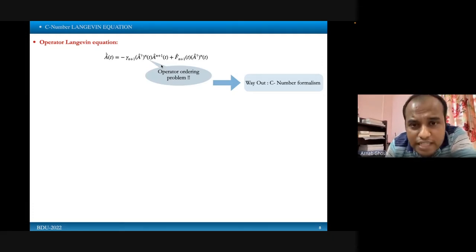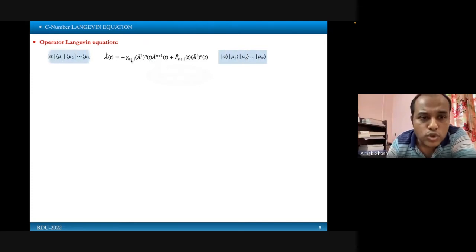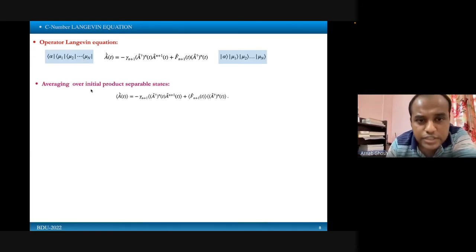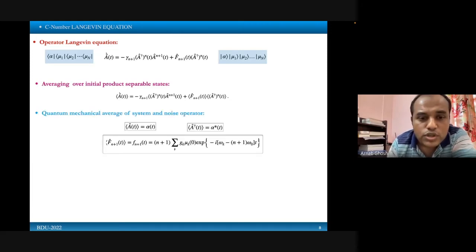So if you take that average with respect to such coherent states, with the initial product separable coherent states of the system and the path, where alpha stands for the system states and this mu stands for these different path modes. If you take this average with respect to these initial product separable states, you end up with what is called the C number Langevin equation.